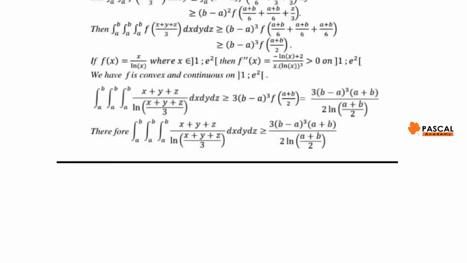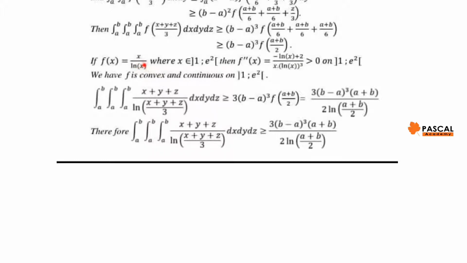If we consider the function f(x) = x / ln(x) when x is between 1 and e², the second derivative of this function is (2 − ln x) / (x (ln x)³), which is positive on the open interval (1, e²). That means the function is convex.